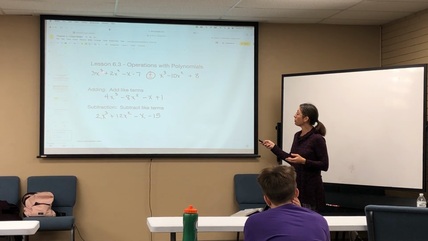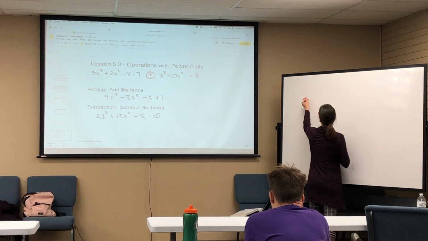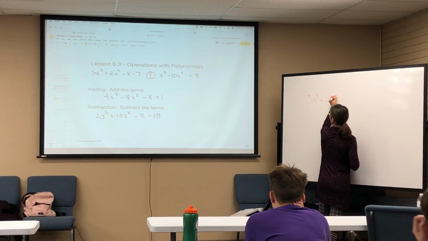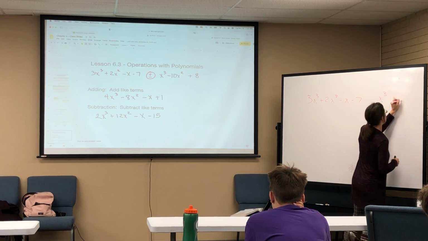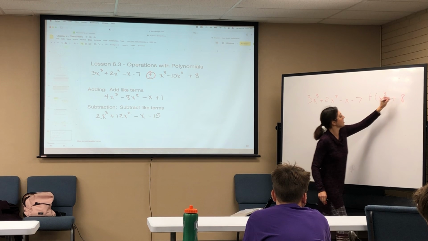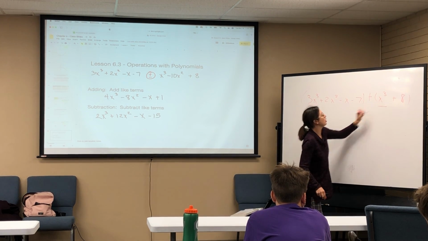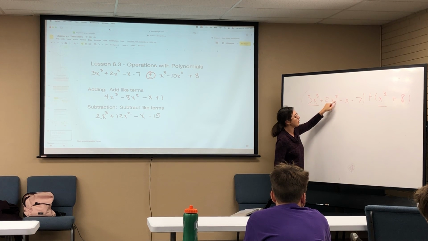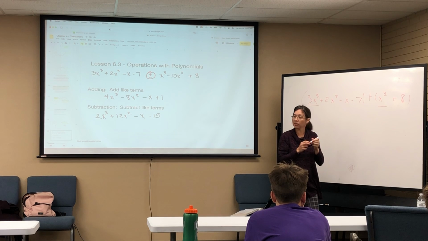If this one was 3x cubed plus x squared, and I had x cubed plus 8, and I'm adding these together, I could add my cubed terms, but in this case I don't have a squared term over here, so he would just stay, right? So just as before.